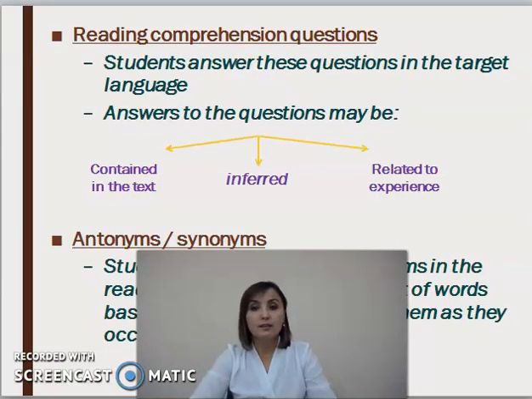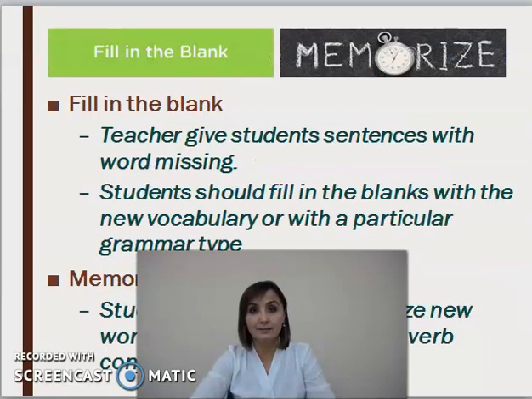Reading comprehension questions. Students answer these questions in the target language. Answers to the questions may be contained in the text, inferred, or related to experience. Antonyms and synonyms. Students are asked to find antonyms in the reading passage or to define a set of words based on their understanding of them as they occur in the reading passage.